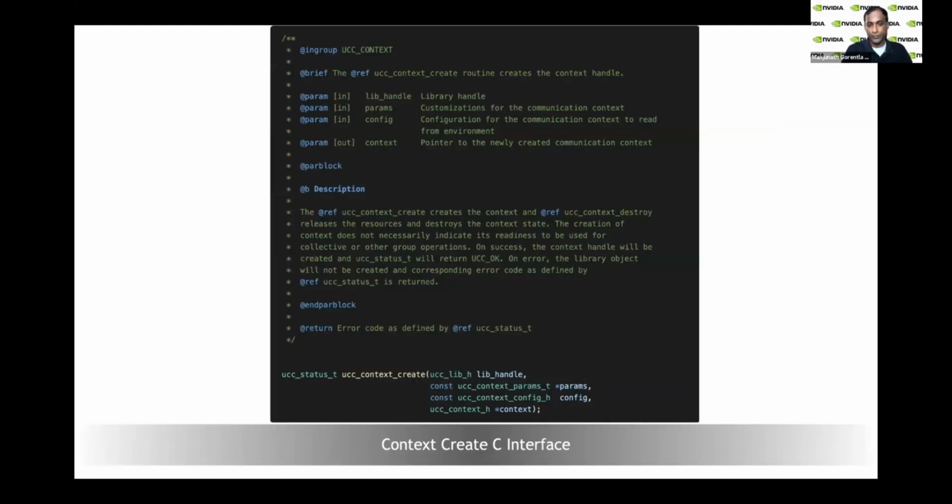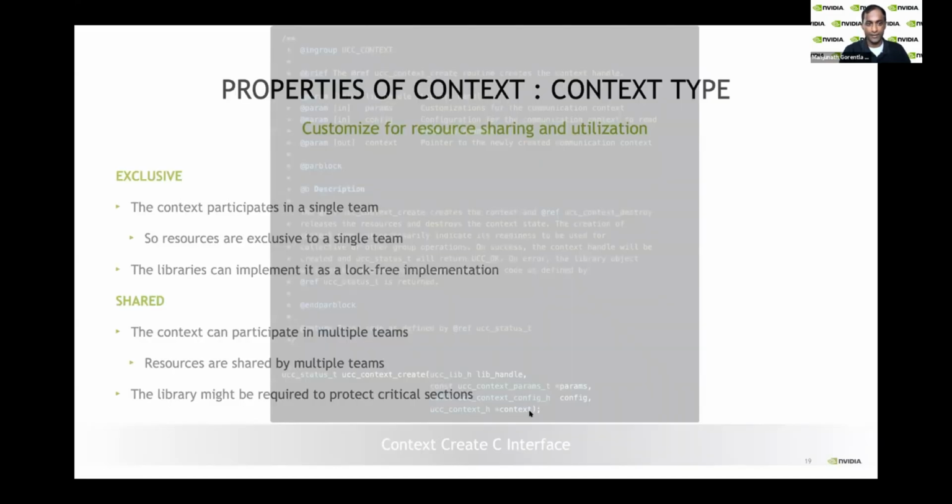So this is again an interface to create the context. We are passing in the library handle. We are passing in parameters. And the parameters are again properties of the context, where the user can express what semantics they want from the library. One way to read is through the runtime or environment. And then the output is a created context.